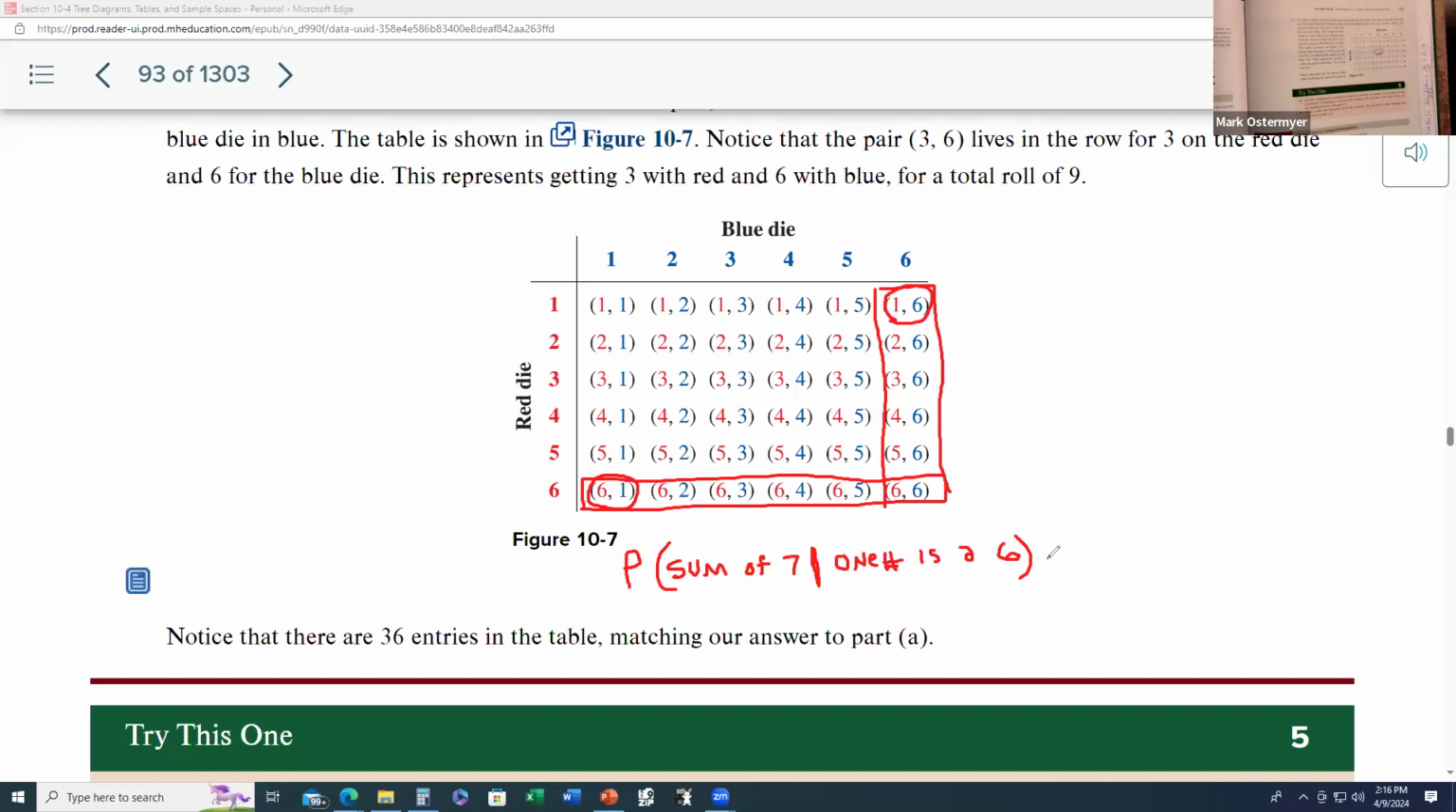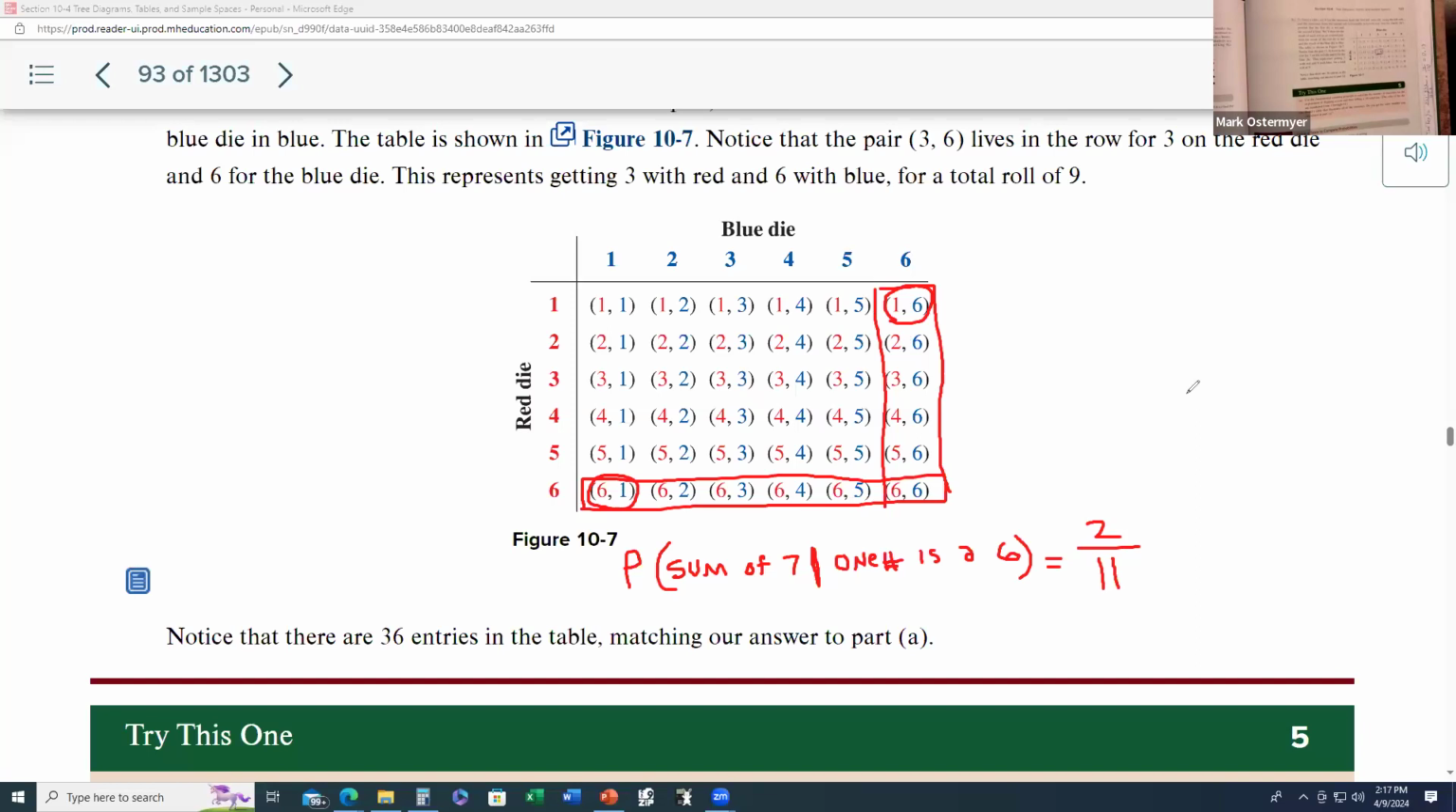And of the 11 outcomes that yield at least one 6 being rolled, what's the probability we roll a sum of 7? That'll be 2 over what? 2 over 11. 2 over 11. That would be your answer for that problem. But see how that conditional probability works there.